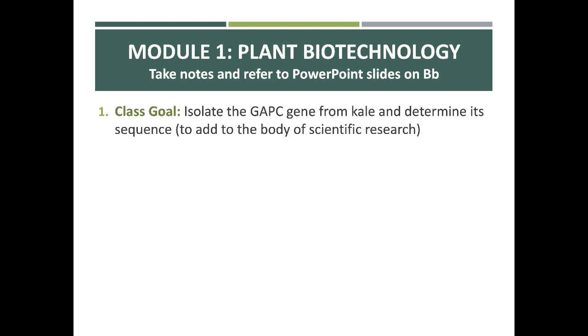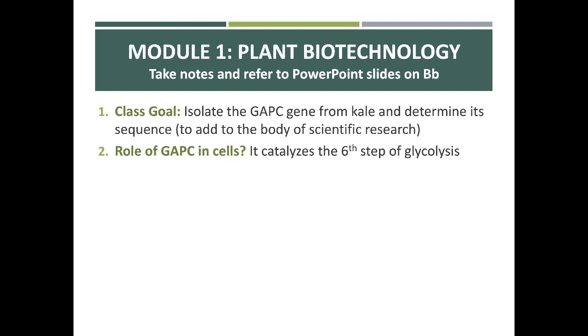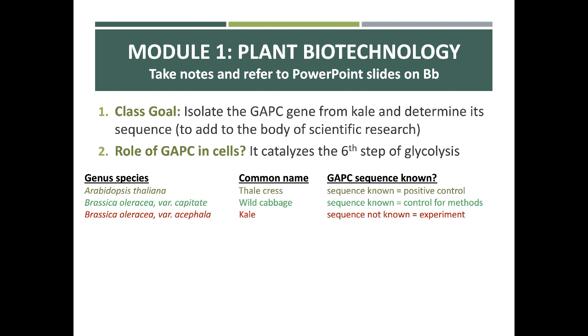Module 1 class goal here is to isolate this gene, the GAPC gene, and then sequence it. And then what we're going to want to do is compare it to other known sequences. Now the role of GAPC, it's a glycolytic enzyme that you probably learned about in cell biology, probably last semester. It catalyzes the 6th step of glycolysis. I'm sure that is your favorite step of glycolysis, because why would it not be? Now, as I said, we're going to sequence kale here, but we already know the sequence of wild cabbage and Arabidopsis. And so we're going to use these two known sequences to compare it to the new sequence.